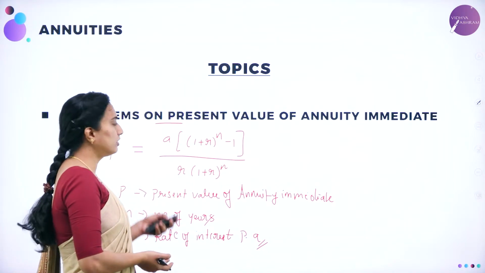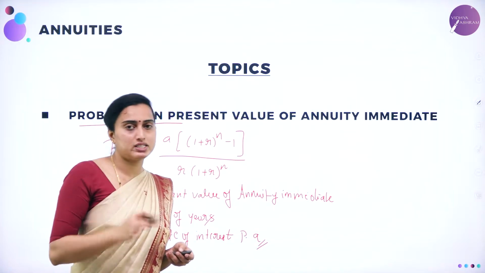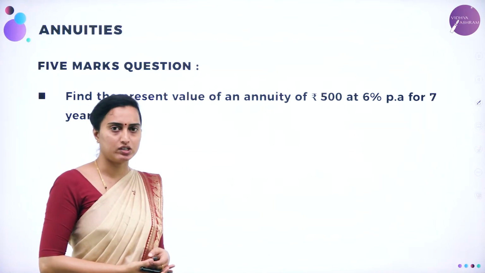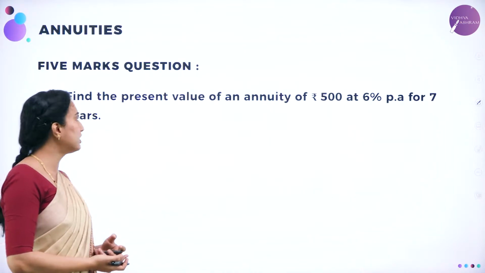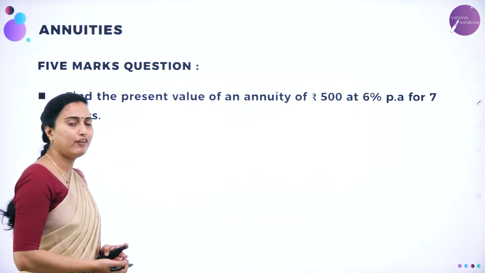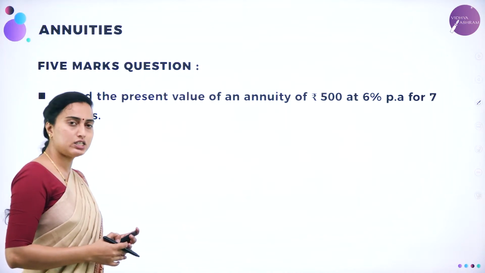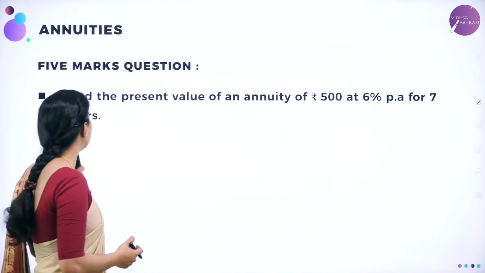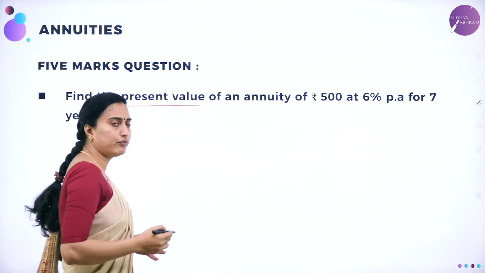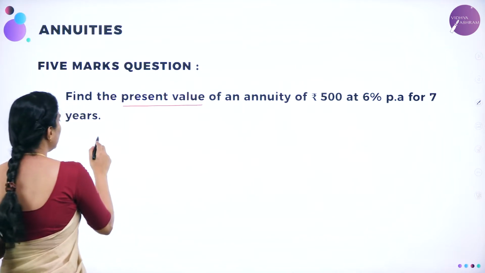So according to this formula, we'll be now calculating the present value, that means today's value, according to the given condition of the question. Let us move on to the first question, dears. Here we are going to have a 5 marker. Find the present value of an annuity of rupees 500 at 6% per annum for 7 years. So they've asked directly the present value of the annuity of the payment rupees 500. So we need to calculate it.